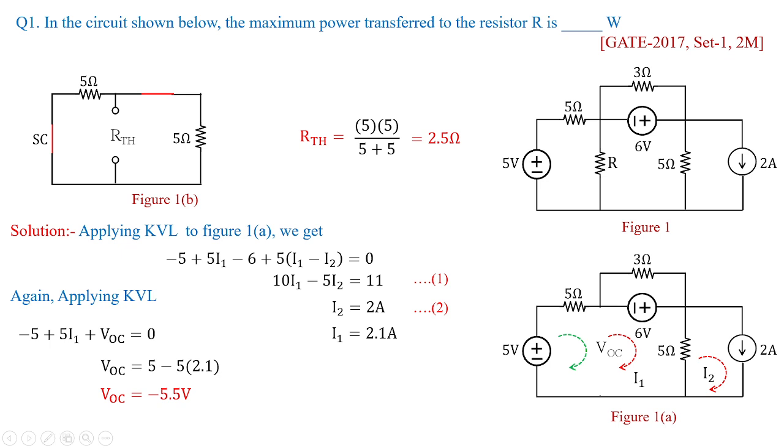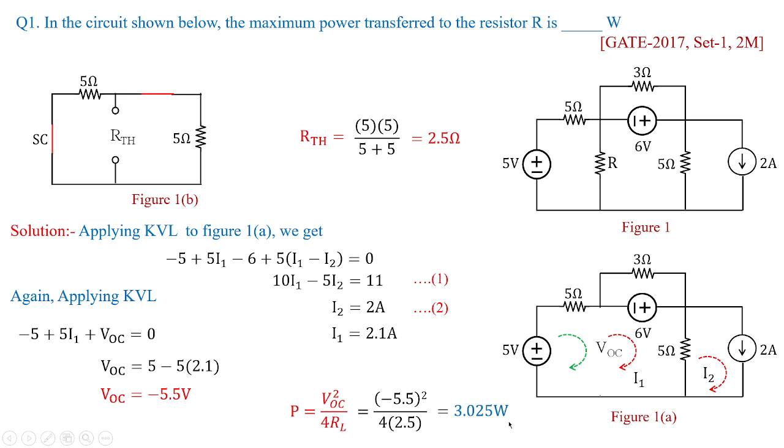Now once we obtain the value of resistor and voltage, you can easily find out the maximum power, whose formula is given by VOC square by 4 into RL. As I told you, you can check back to our previous videos where we have derived the condition for maximum power. From that, directly I am writing here the power equation, that is VOC square by 4 into RL. Now, the value of VOC is minus 5.5, squared, divided by 4 times 2.5, which will give you the value as 3.025 watts.